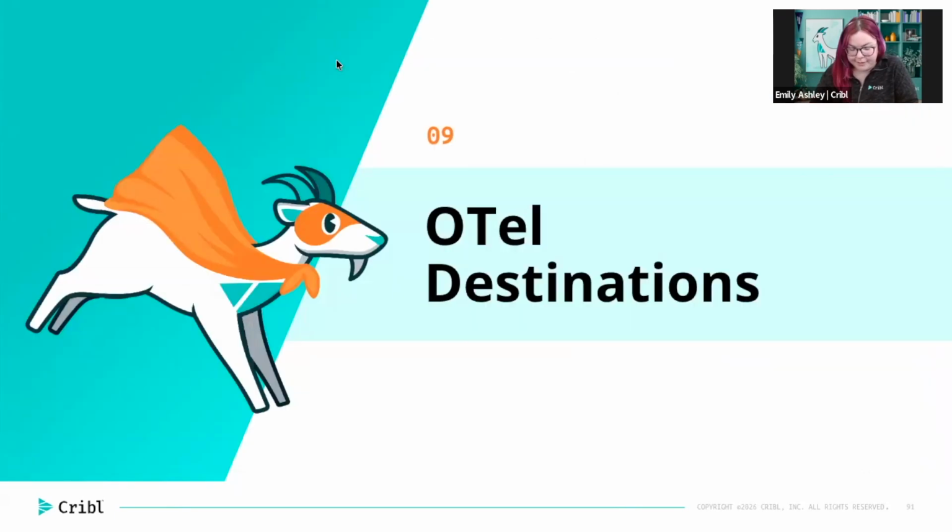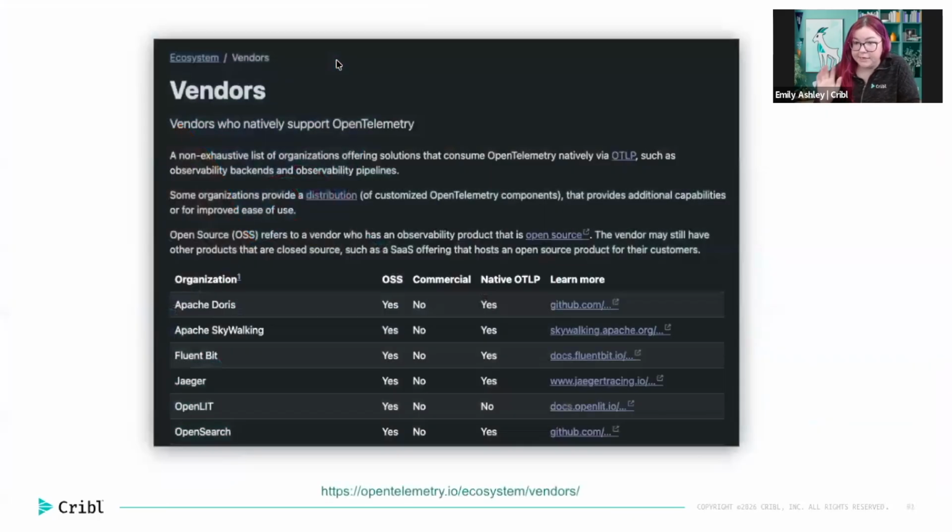OTel destination, right? So how do you figure out where this data can go? There's a substantial list of vendors that natively support OTLP. There's 101 vendors on this list and counting. So some of these are going to be OTLP exporters, like a source, and some of them are going to be OTLP receivers, which is a destination.